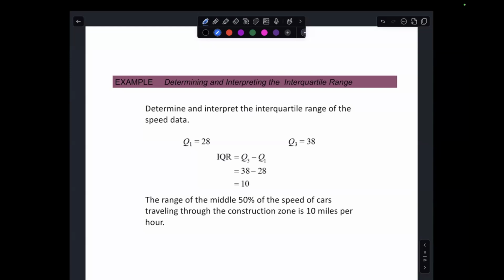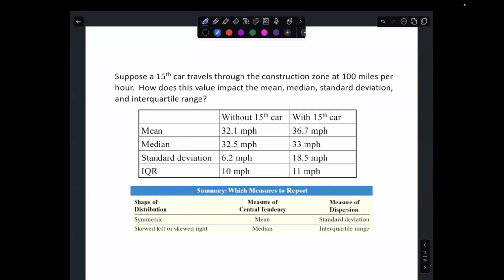What we use the interquartile range for is to find outliers, and we're going to do that in a minute. First, I want to show you how mean, median, standard deviation, and IQR are affected by outliers. This gives you an idea of why we use the median.